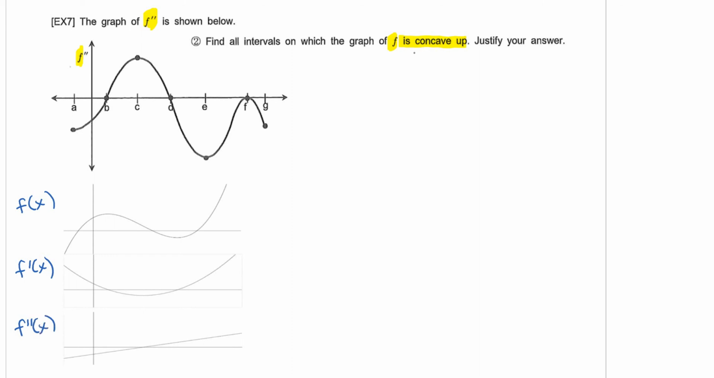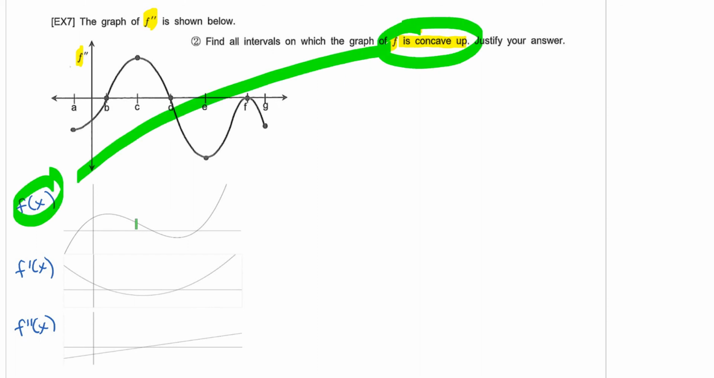Okay, so if I look at my original graph, ask yourself, where am I concave up on this original graph here? Where am I concave up? So it looks like I'm concave up in this region right there. Okay, so there's my inflection point. And let's just follow that straight down and ask yourself what's happening to the second derivative graph.